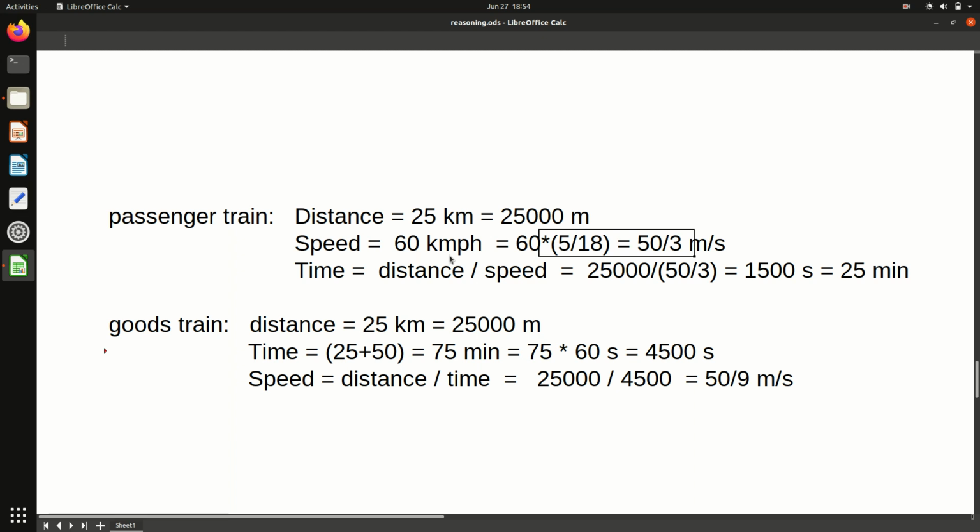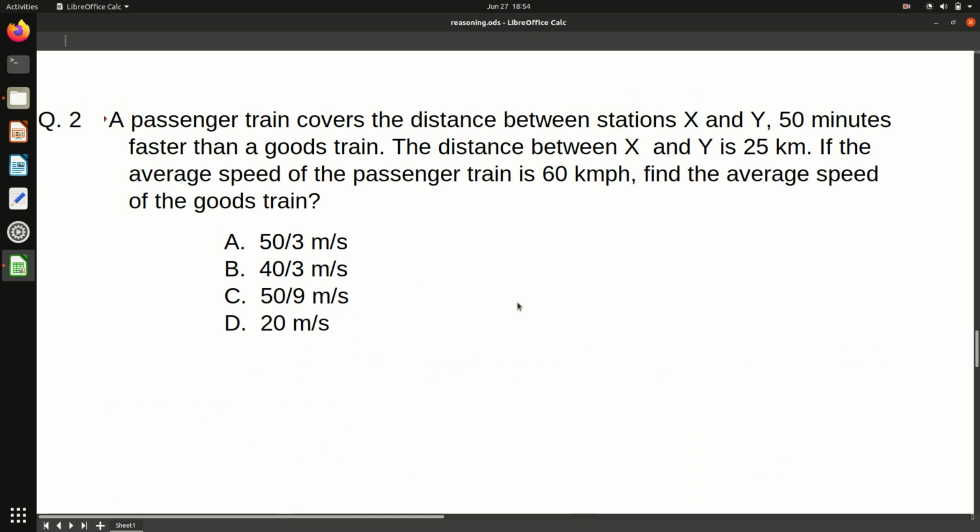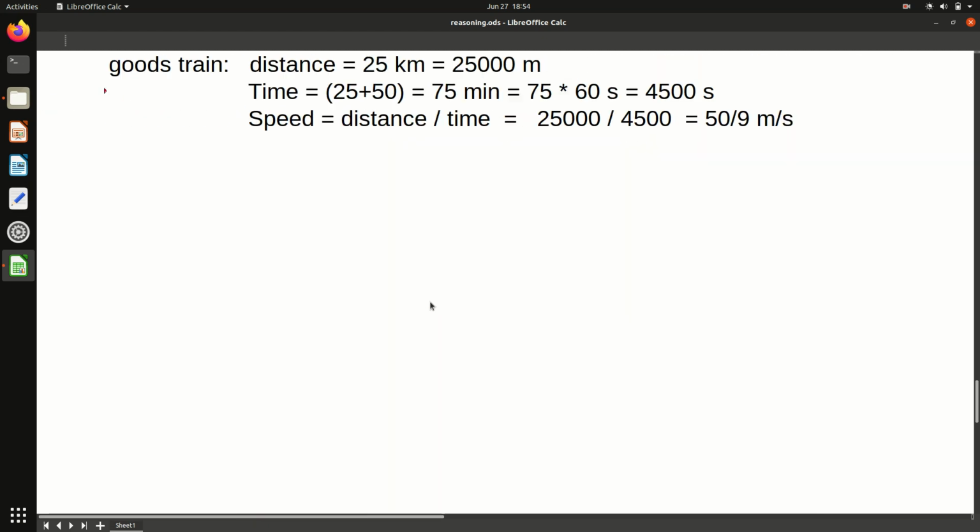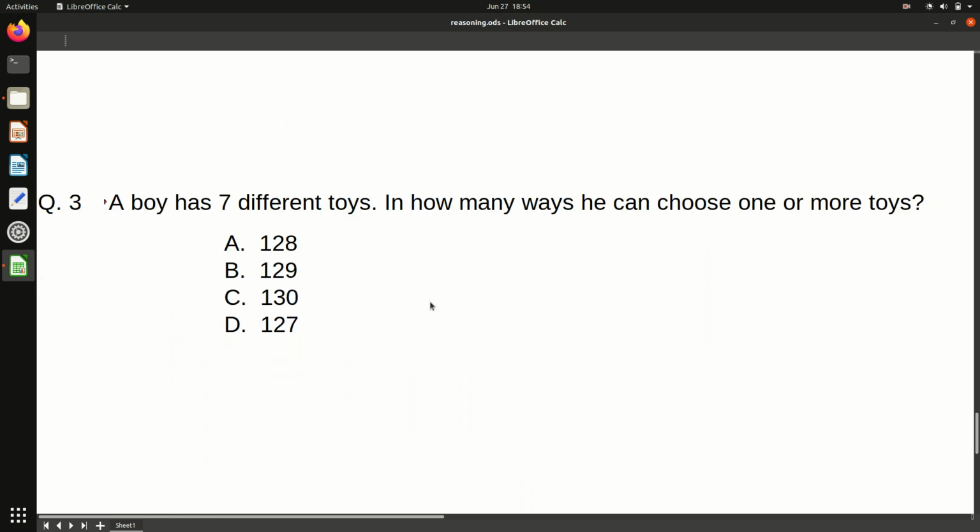So once again we can recall. Kilometer per hour to meter per second, you have to just multiply by 5 by 18. And the reverse, meter per second to kilometer per hour, is 18 by 5. Okay, that's all. So this was question number 2. Now we will move to the last question, which is this one.